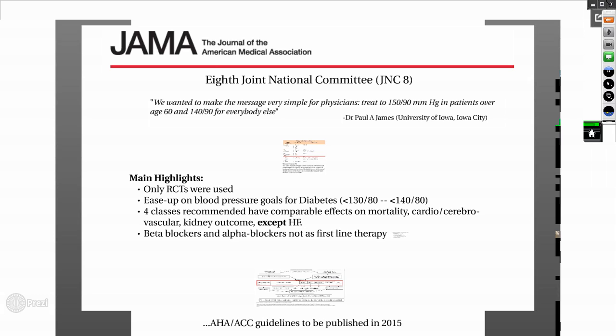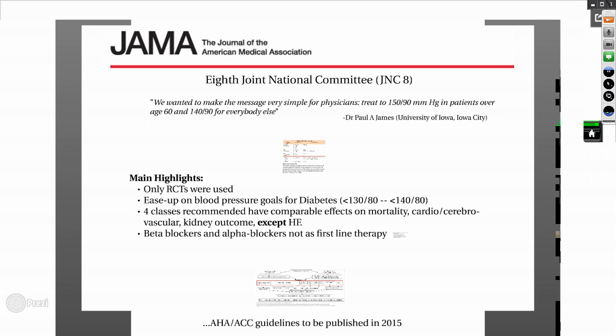The main message that they wanted to convey in these guidelines is they wanted to make the message very simple for physicians. They wanted to say treat to 150 for those greater than 60, and 140 over 90 for everybody else. Really simple message. Again, treat to 150 for people over 60 and 140 over 90 for everyone else. So we remember that our patient's blood pressure was 145 over 87, so he's not at the appropriate goal relative to these guidelines.